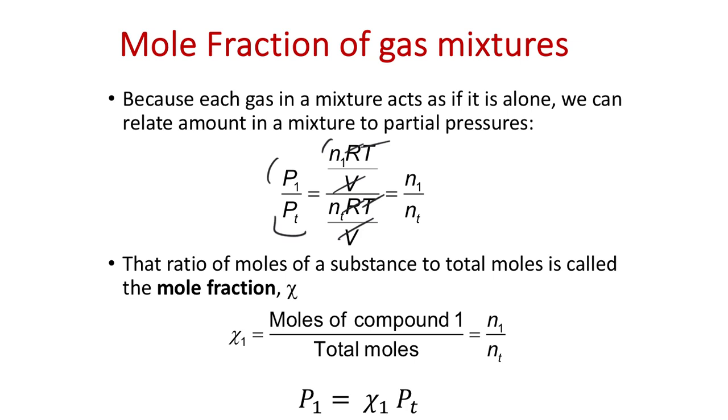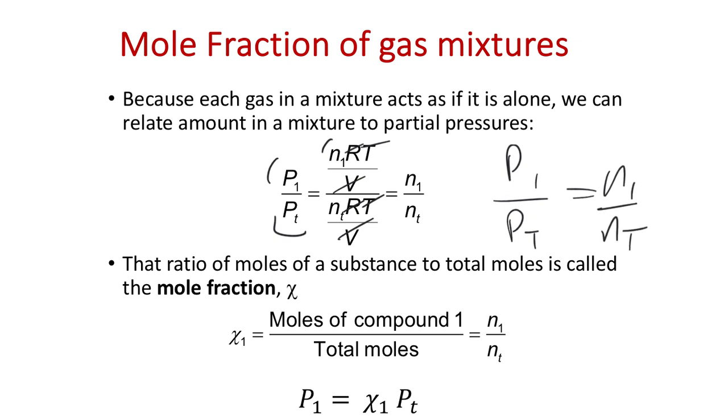So our partial pressure of component 1 over the total pressure is just equal to the ratio of the moles of each of the components. So we'd have N1 over the total number of moles. So that's one of our relationships between partial pressures: the partial pressure of one of our components over the total is just equal to N1 over the total.